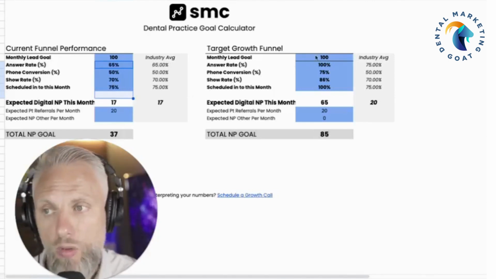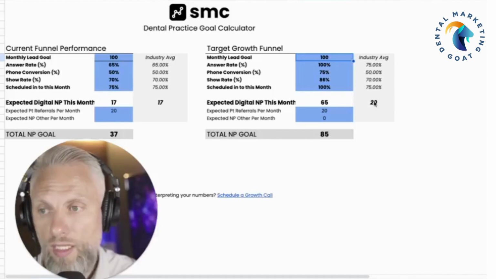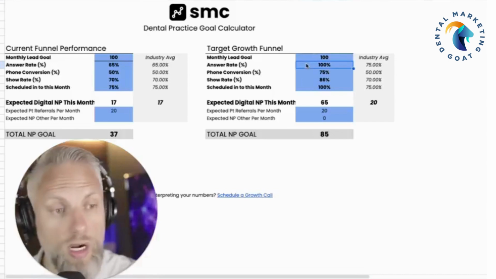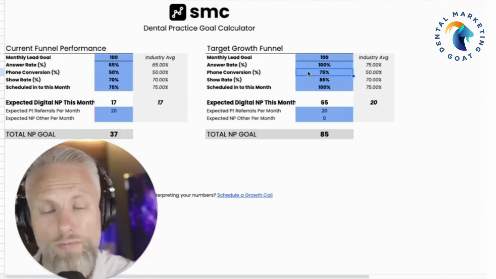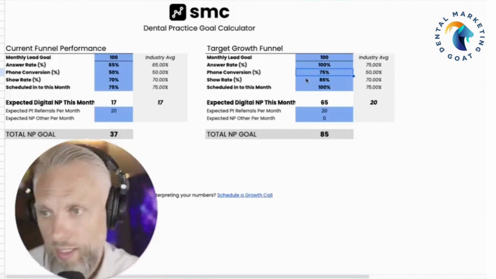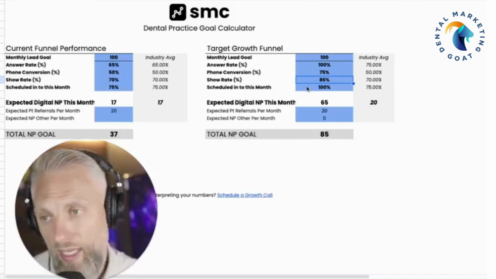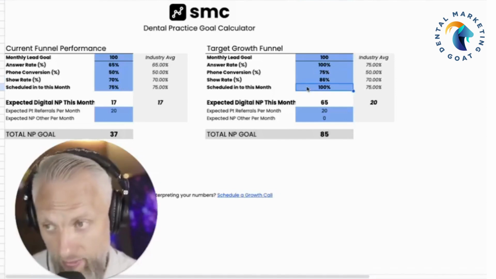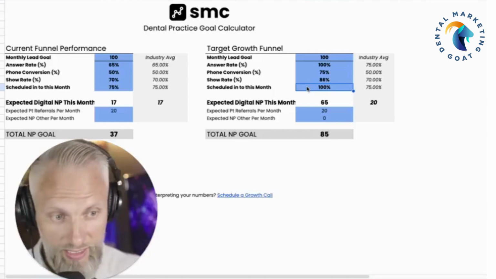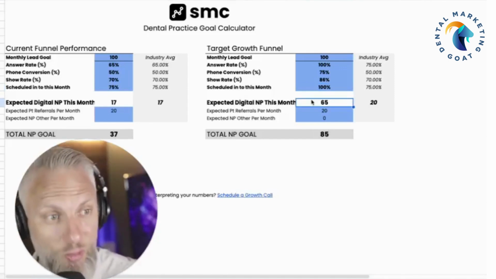Now, let's go look at the same exact office that decides to dial in their numbers. Okay, so let's say you get 100 leads, you answer 100% of your calls, you convert 75% on the phones, which is good. You could do better, but that's still good. You get an 86% show rate. Again, you can do better than that, but let's just say that's where we're at. And you schedule 100% of your leads into the same calendar month. You end up with 65 new patients.